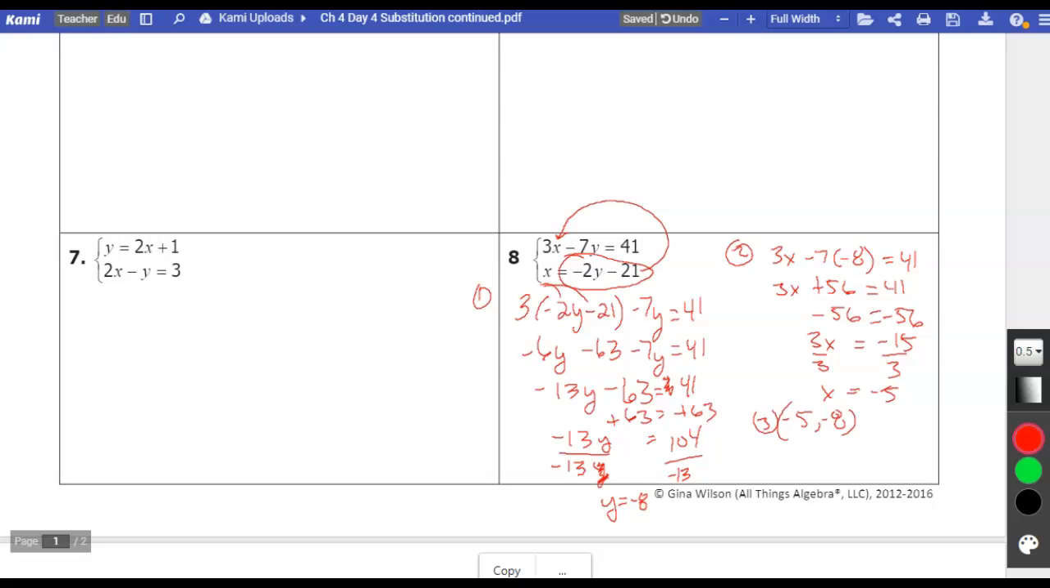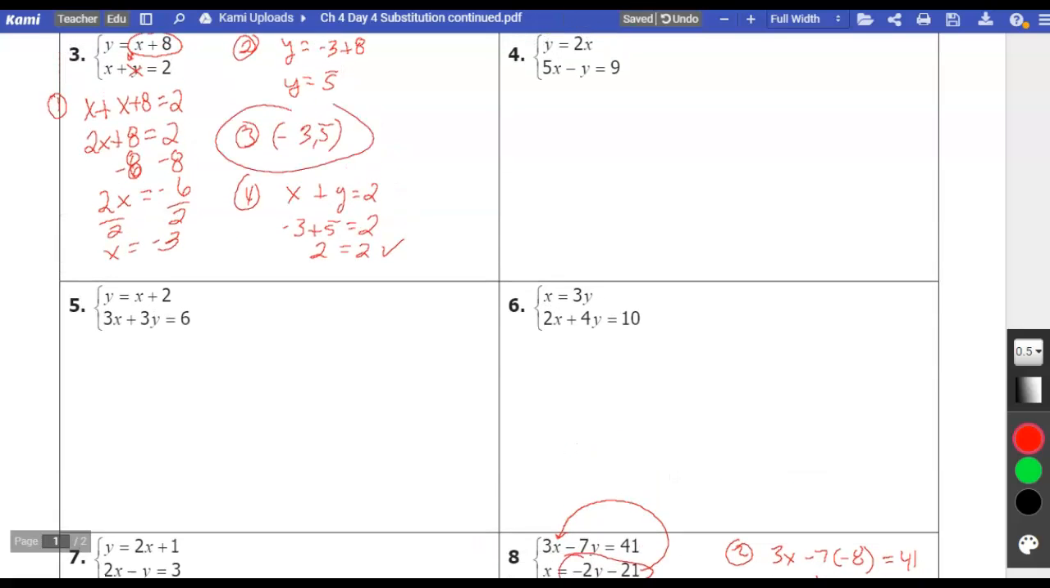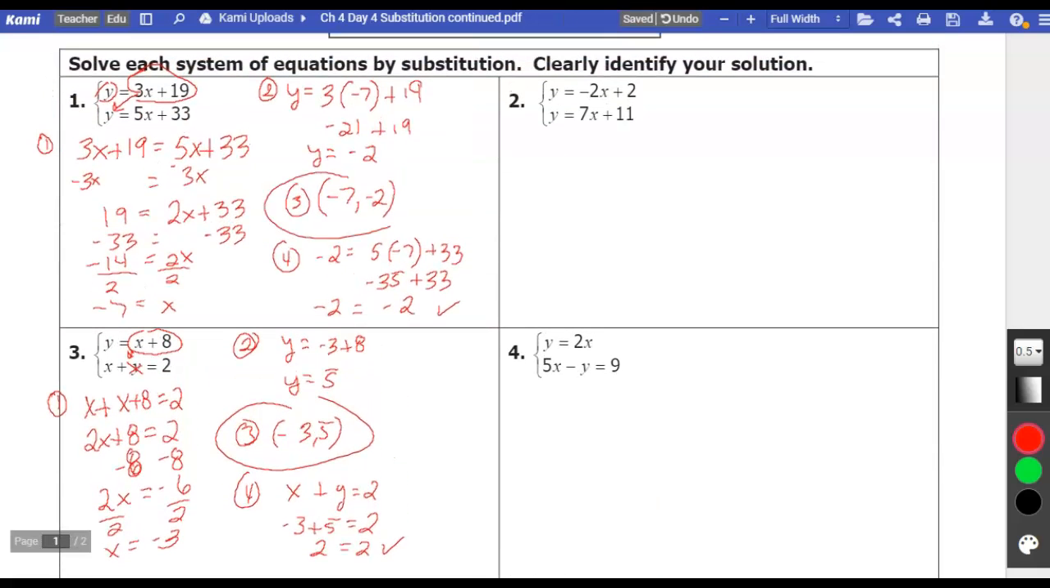And now, hopefully, when I go to check this, everything will check. So fourth. I have negative 5 equals negative 2 times negative 8 minus 21. So I have 16 minus 21. That equals negative 5. It checks. So there's my answer. And we're going back. This third step is really my answer. Okay.